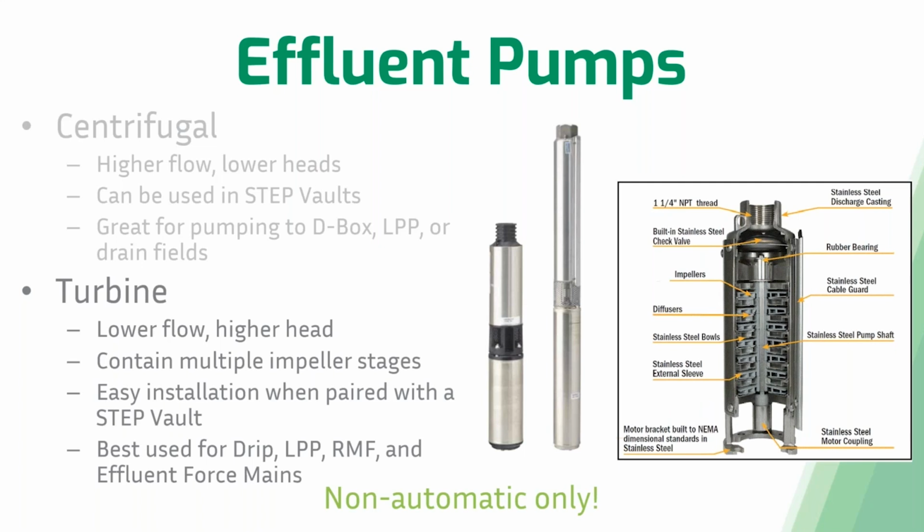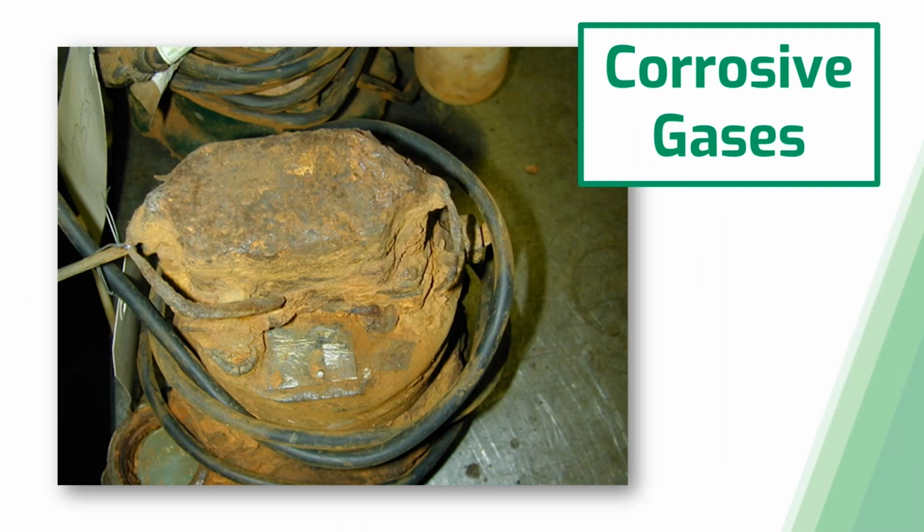Now, the thing that is most important when it comes to effluent pumps is that these pumps are non-automatic only. The reason for that is in effluent applications such as septic tanks, you have corrosive gases that will actually eat away at your pump if they are exposed to those gases, and you'll end up with a pump that looks like this. So you can see that the cast iron on this pump has just completely melted away, and this pump is no longer capable of operating like it used to. So in order to prevent that from happening, you must keep that pump submerged at all times in your effluent application. You can't do this with an automatic pump due to that float switch being on the side of the pump.